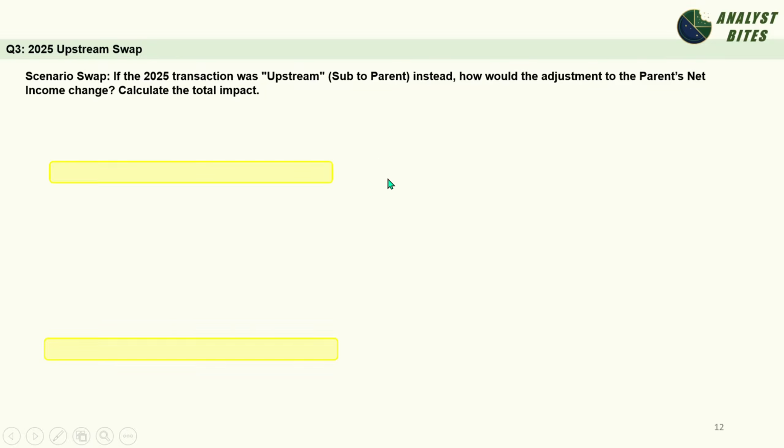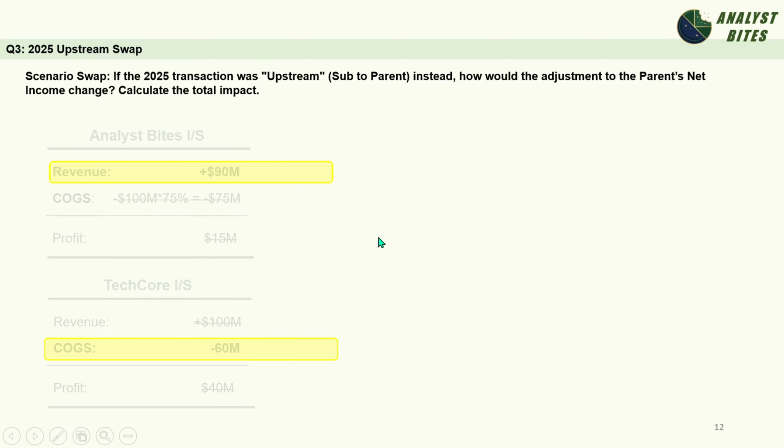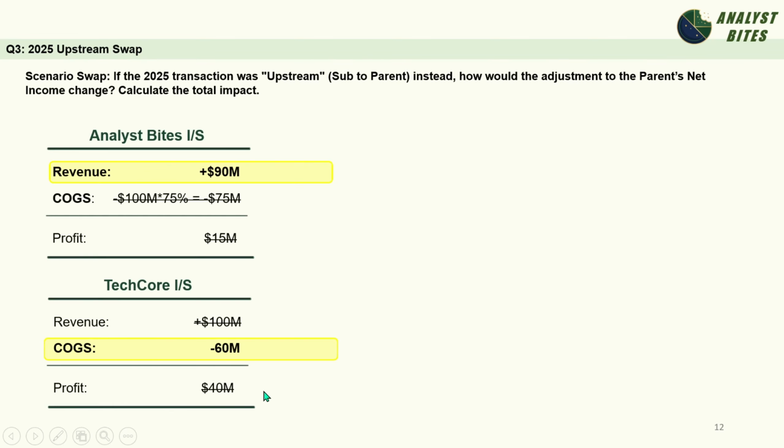The profit flows from bottom to top. You will find that the core logic is a perfect mirror image of what we just saw. Let's check the books. The subsidiary sells to the parent for 100 million, recording 40 million profit. The parent then sells to outsiders for 90 million. After deducting the 75% cost of purchase, the parent's individual profit is 15 million.